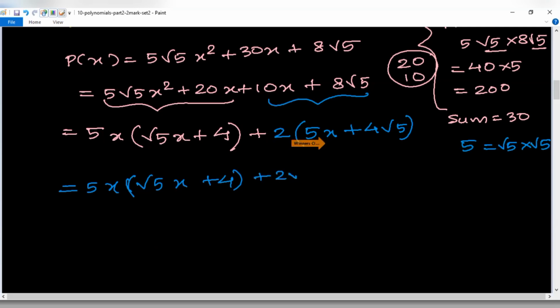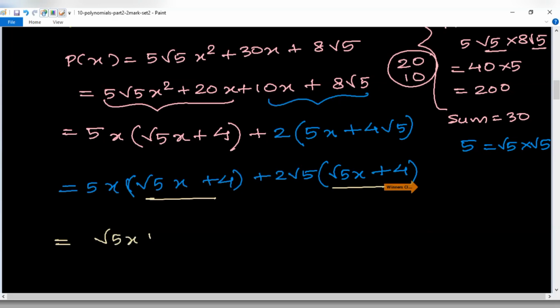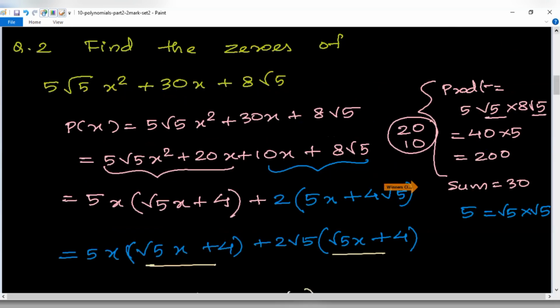So in the next step, we are going to take a root 5 outside from here. So it is root 5x is left here. Root 5 is taken out, so root 5 is there, and x is also there. And from here also we have taken one root 5, so 4 is left. Now see, root 5x plus 4, root 5x plus 4. Now it is common. So in the next step, let us take that common thing out. So root 5x plus 4 taken out. Now 5x plus 2 root 5. This is the given polynomial.